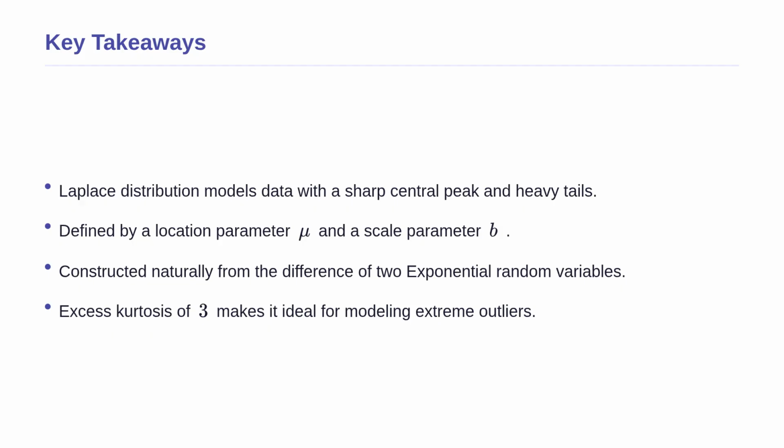We have covered a lot of ground today, so let us summarize the key takeaways. The Laplace distribution is a continuous probability model characterized by its sharp central peak and heavy tails, defined by a location and a scale parameter. It naturally arises from the difference of two exponential variables and possesses an excess kurtosis of 3, making it the ideal choice for modeling data with frequent extreme outliers. Mastering this distribution provides a crucial foundation for advanced topics in risk analysis, signal processing, and modern data privacy.